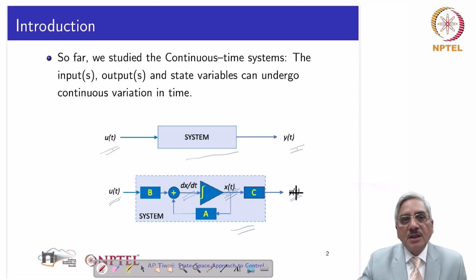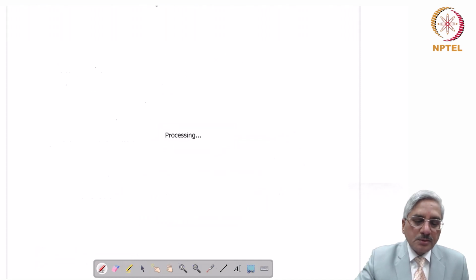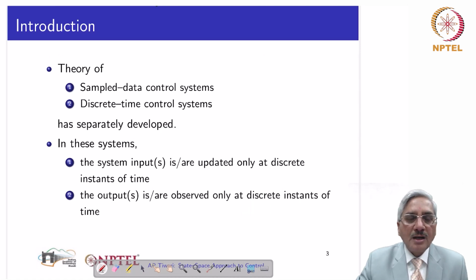So these kind of systems have been the subject matter of our study so far. We have studied the mathematical modeling, standard state space representation, controllability, observability, stability, before that solution of state equations, design of controllers, etc. Everything was in the framework of continuous time systems. Now we are going to discrete time systems, and of course not the entire subject of discrete time control systems, but only very specific things which are at the boundary of continuous time system and the discrete time system.